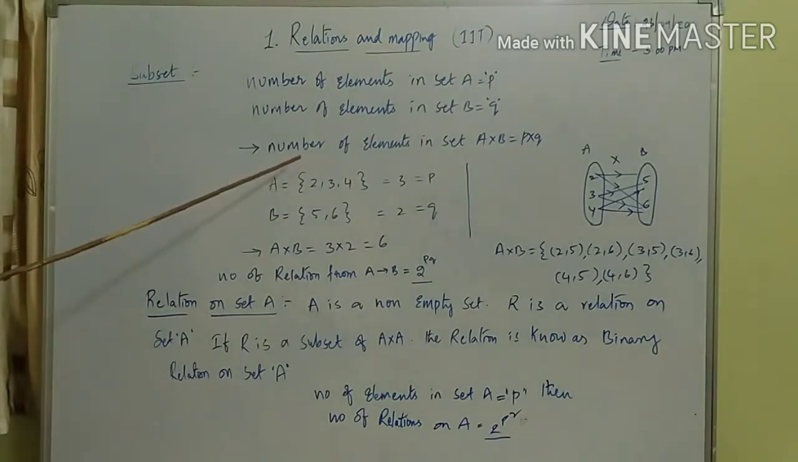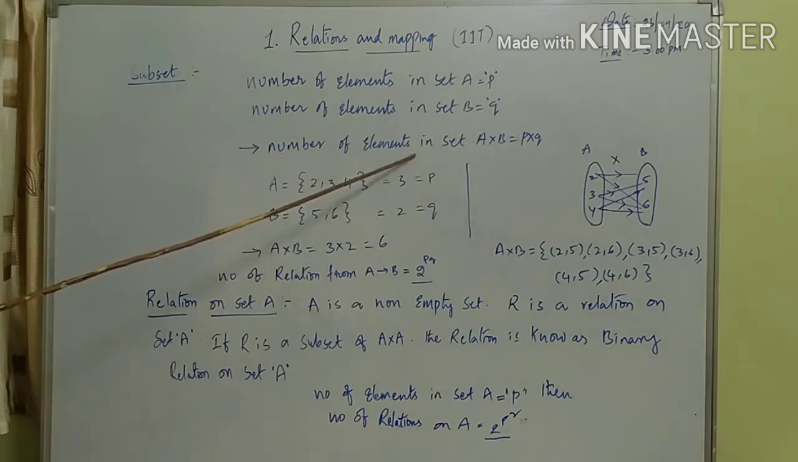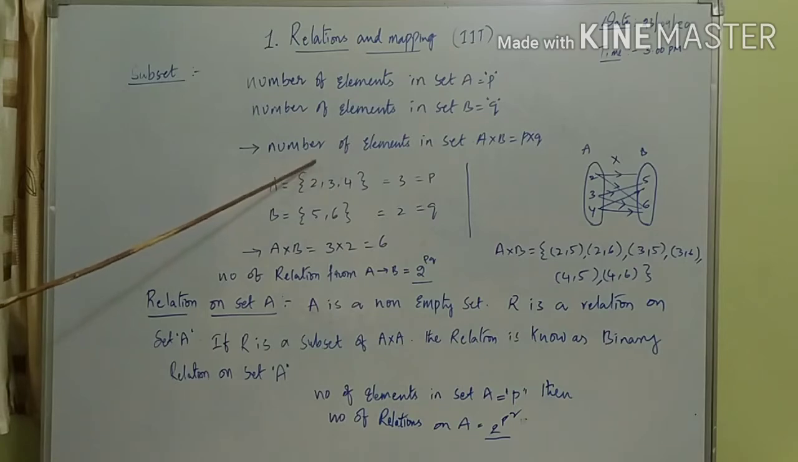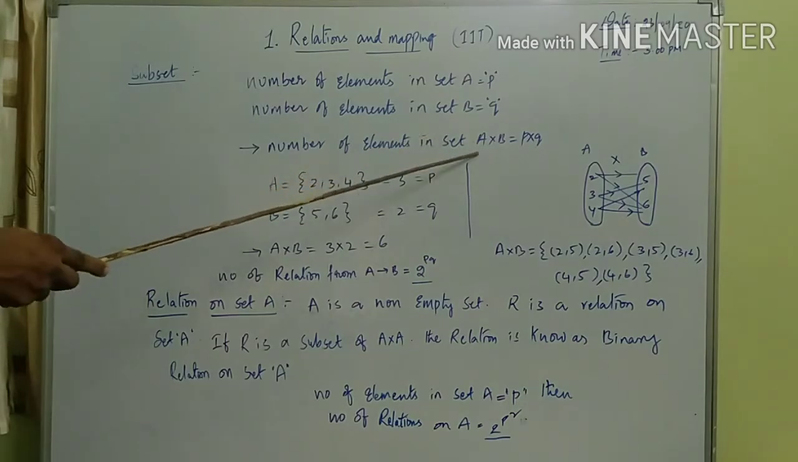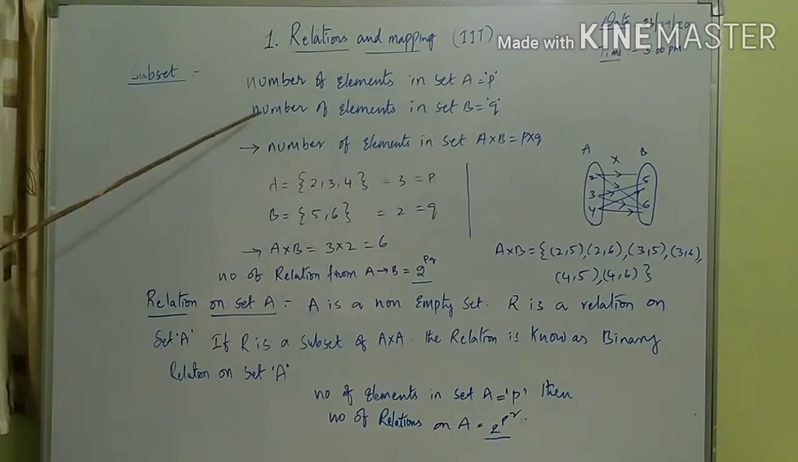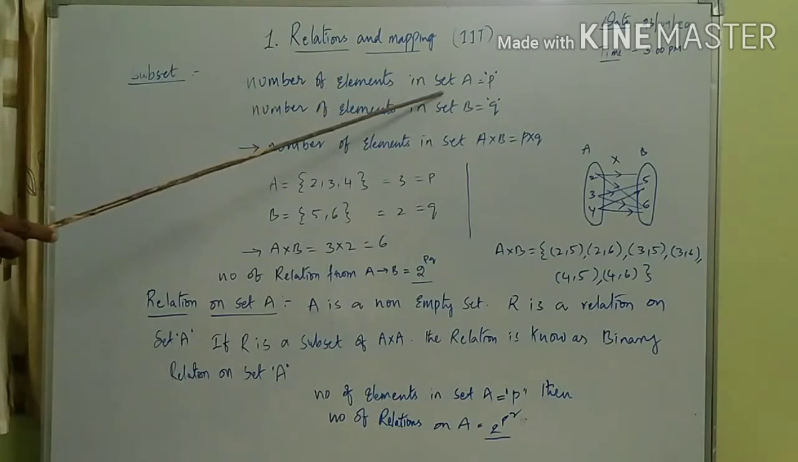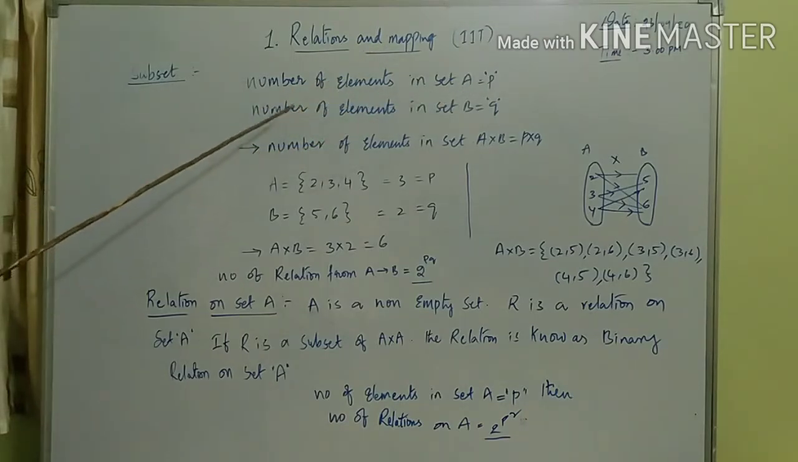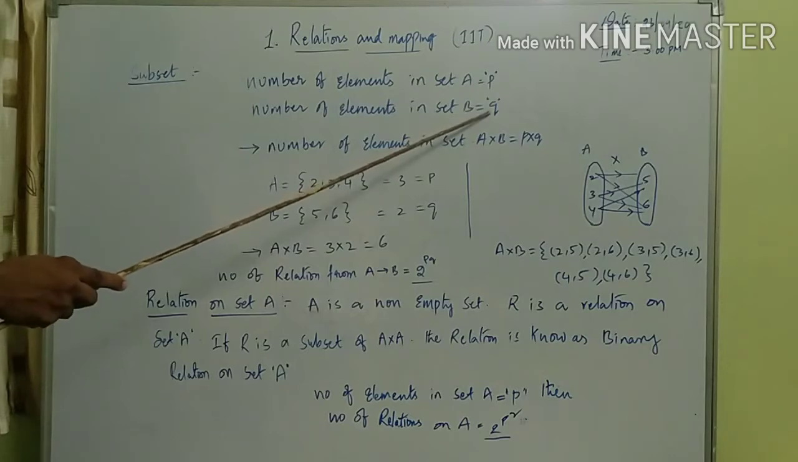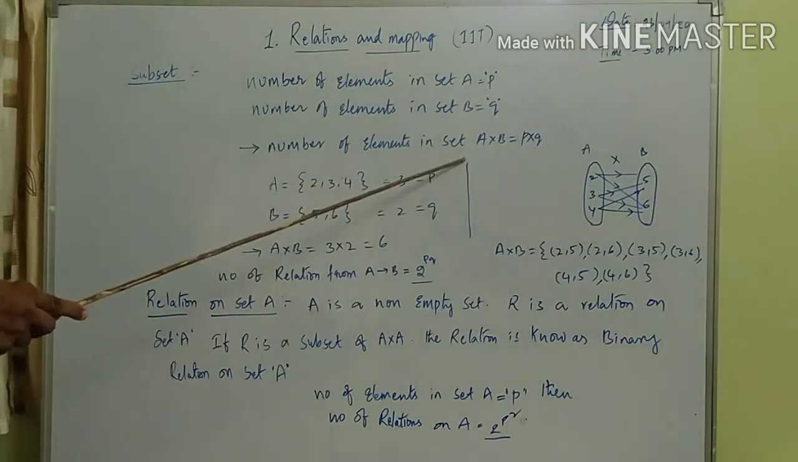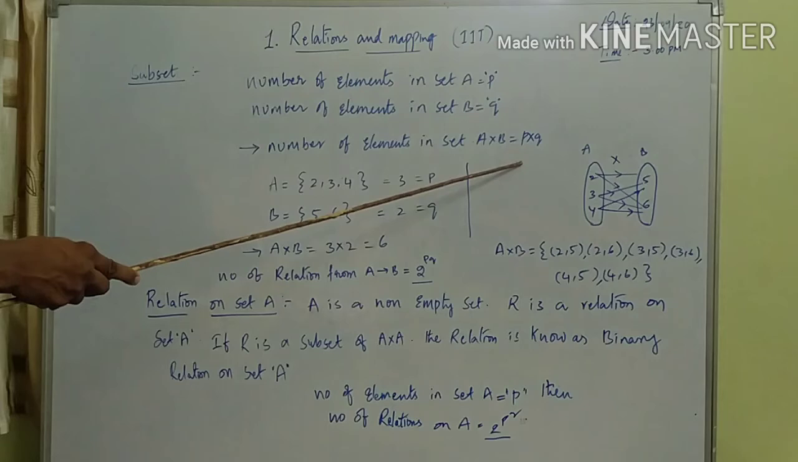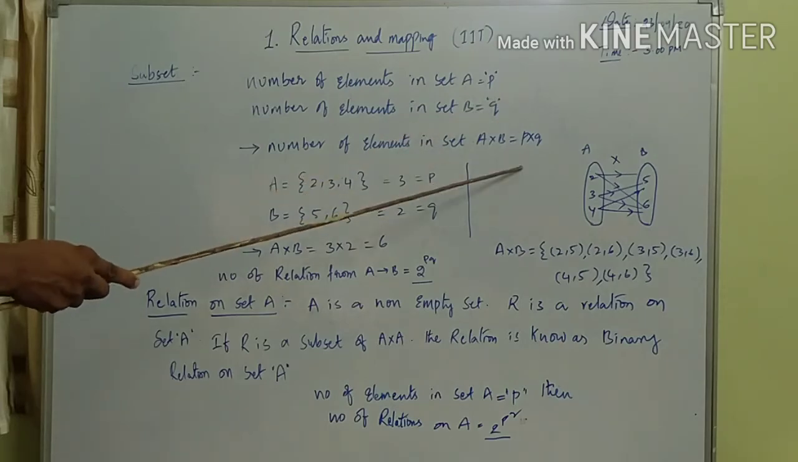This is the formula for finding the number of elements in set A cross B. Here the number of elements in set A is P and the number of elements in set B is Q. So the number of elements in set A cross B is P into Q.